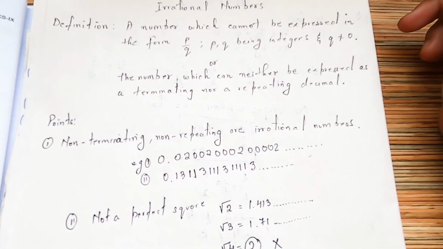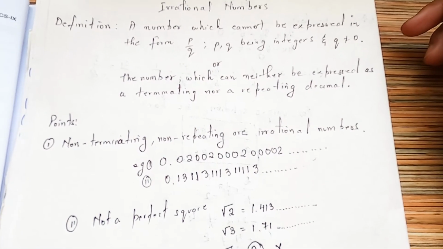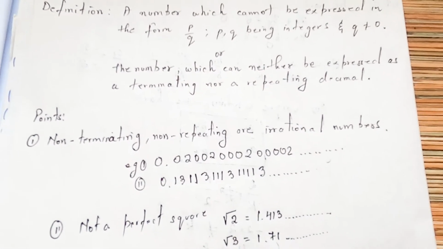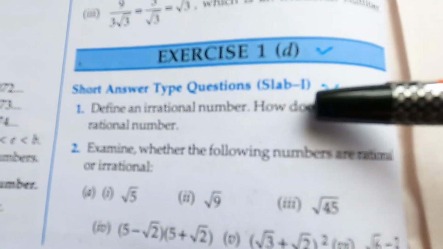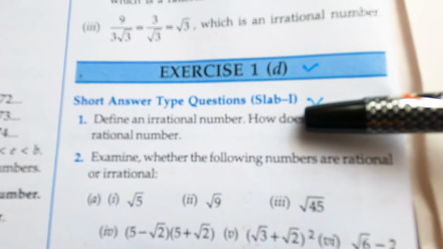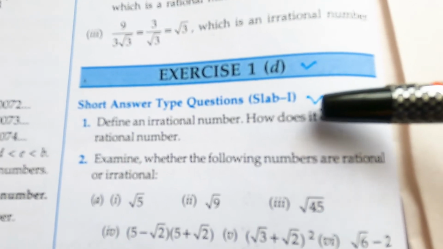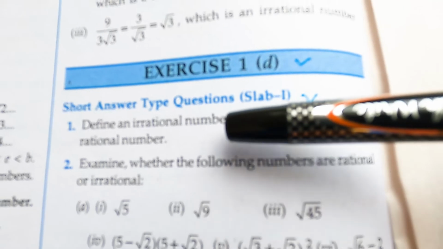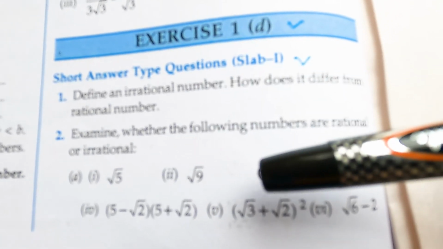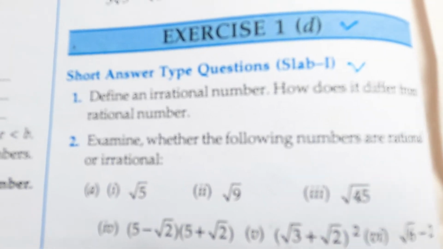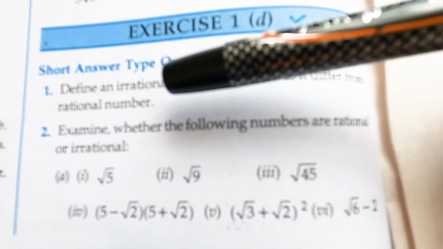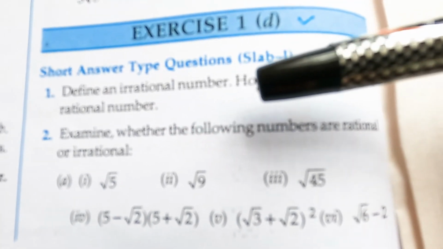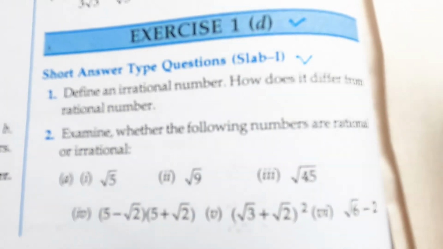So let us start with exercise 1D. For question number 1, you can do it by yourself: define an irrational number, and how does it differ from a rational number? So let us start with question number 2. Examine whether the following numbers are rational or irrational.